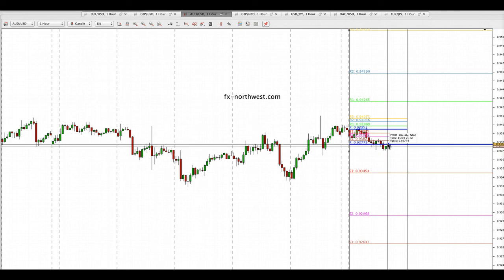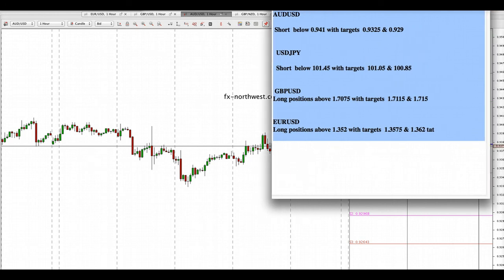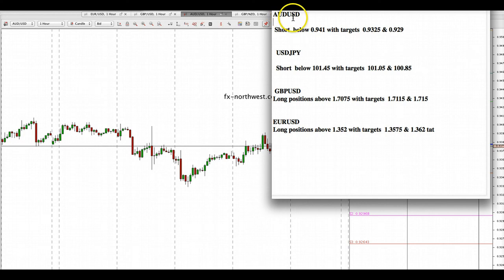But let me just go over how to trade these signals that I'm going to be sending out. We had Australian short below 94.10 with targets of 93.25 and 92.90.